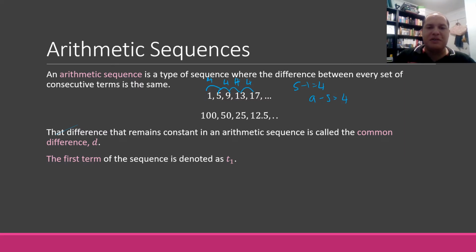So this next sequence is not arithmetic. We've gone down by 50 here, then we've gone down by 25 there. So there's no common difference. This one is not arithmetic, whereas this first one is. There's a common difference as we go along. Now the difference that remains constant, we call that the common difference, and we give that the letter D. D for difference. That's all there is to it.